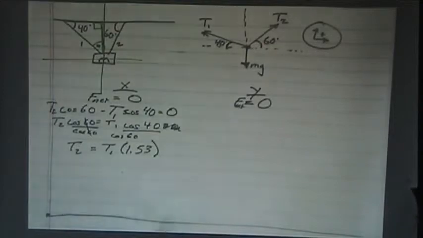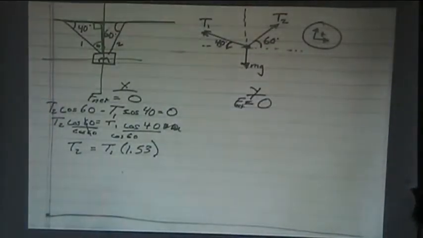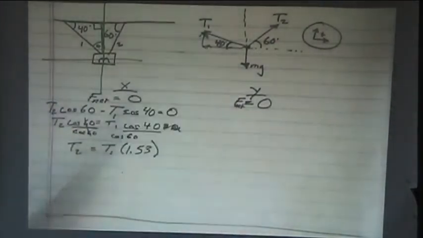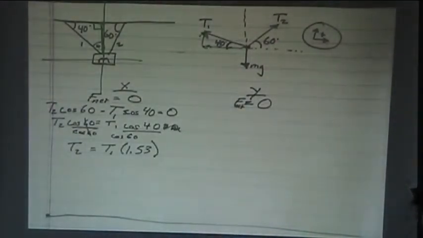In the y direction, we want to look at which forces point up and which forces point down. We'll start with the upward forces because that's the positive direction. Now, again, if you remember our vector components, the vertical component of T1 is opposite to that 40-degree angle, so we're going to have to use the sine function.